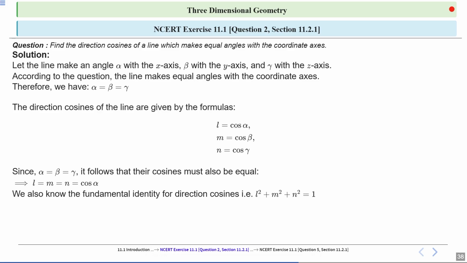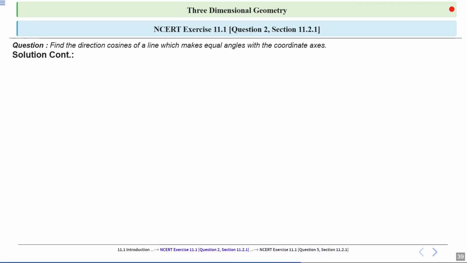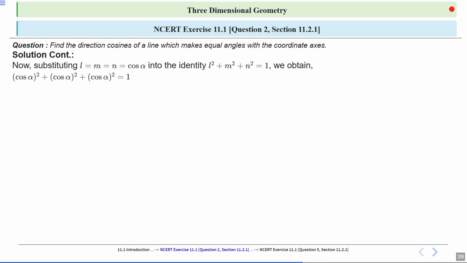We also know the fundamental identity for direction cosines, that is l square plus m square plus n square equals 1. Now substituting l equals m equals n equals cos alpha into the identity, we will obtain cos alpha square plus cos alpha square plus cos alpha square equals 1.